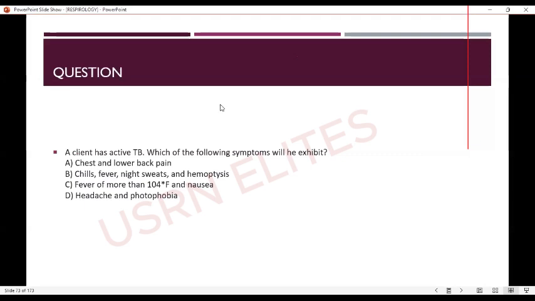Next question, Madam Regina, please read. A client has active TB. Which of the following symptoms will he exhibit? A, chest and lower back pain. B, chills, fever, night sweats, and hemoptysis. C, fever of more than 104 Fahrenheit and nausea. D, headache and photophobia. Right, so the answer is what? We are all picking B.